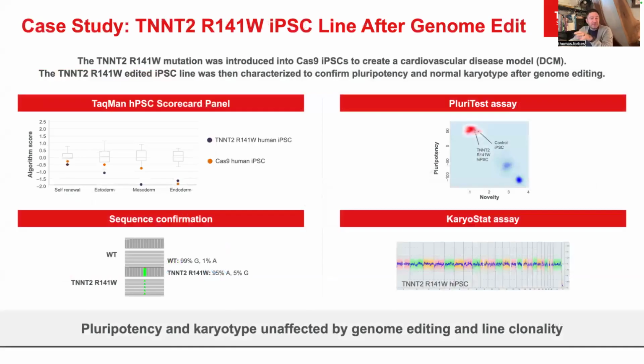From that cardiovascular disease modeling workflow, looking just a little bit more closely here at the characterization process, after introducing the mutation into the Cas9 iPSCs, what our team did is reconfirm targeting of that troponin T2 gene by using Sanger and next-gen sequencing. And again, without going into too much detail here, they examined the quality of those edited iPSCs using a couple of different characterization tools. Importantly, this allowed them to confirm that things like pluripotency and karyotype in the cell line were essentially unaffected by genome editing, and line clonality in this case.